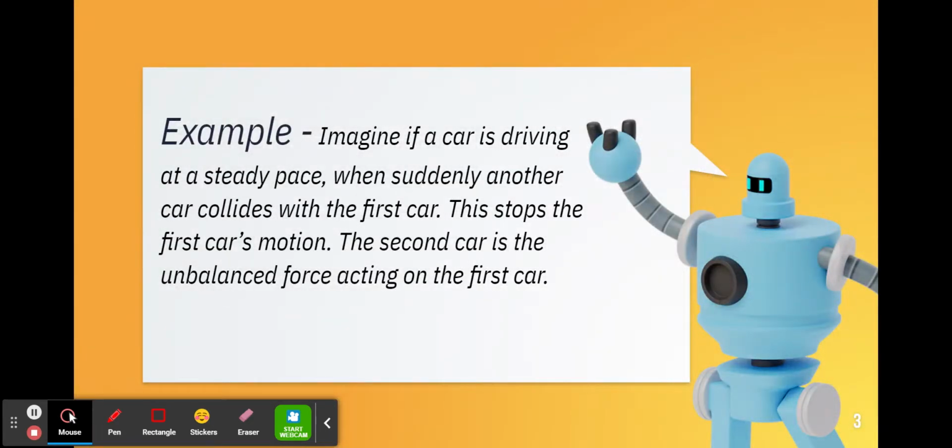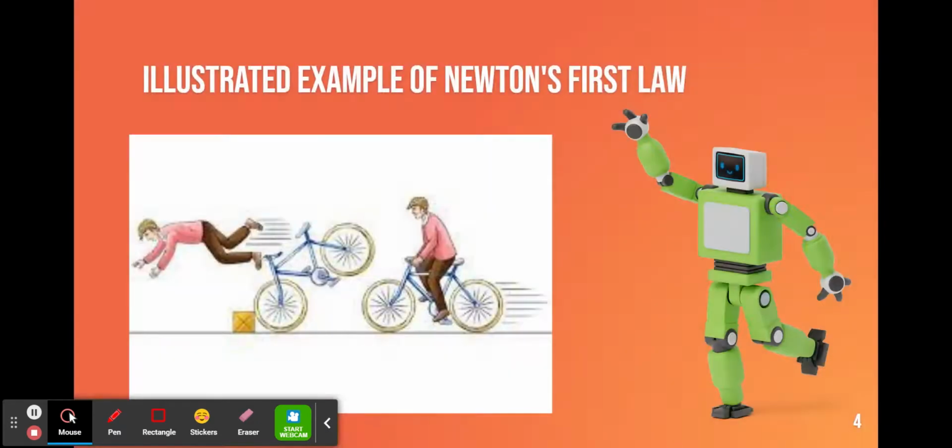Example. Imagine if a car is driving at a steady pace, when suddenly another car collides with the first car. This stops the car's motion. The second car is the unbalanced force acting on the first car. Illustrated example of Newton's first law.